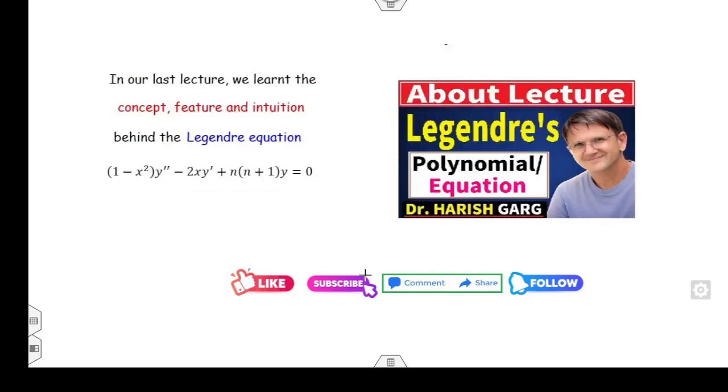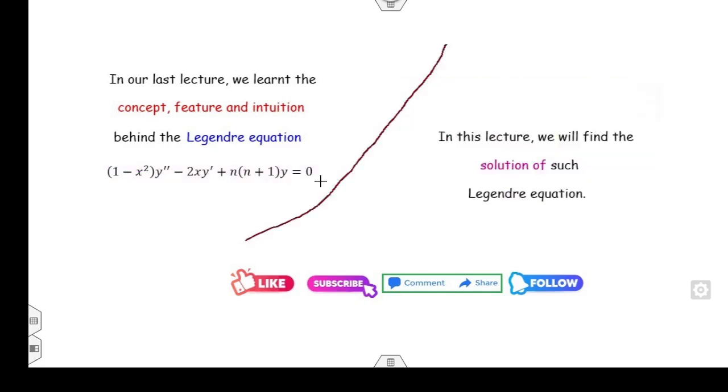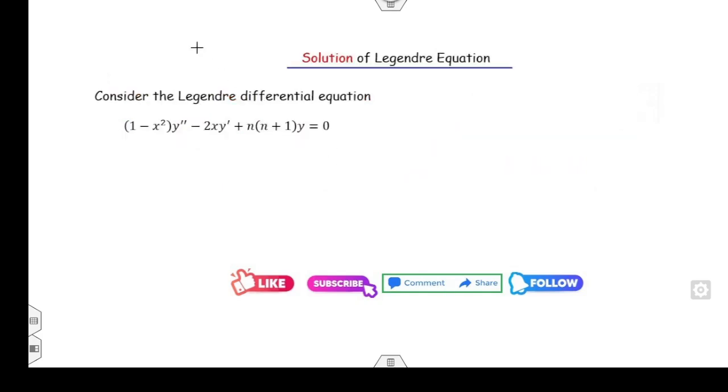Now, as I mentioned, we already discussed the concept, features, and the intuition behind the Legendre equations. Today, we will see how we can find the solution of the Legendre equations. If I consider equation number 1 as my Legendre differential equation, then clearly x is equal to 0 is the ordinary point. Fine. And because it's a polynomial differential equation, x is equal to 0 is my ordinary point.